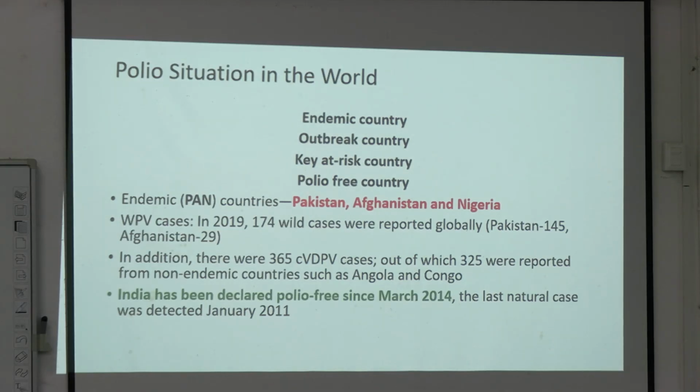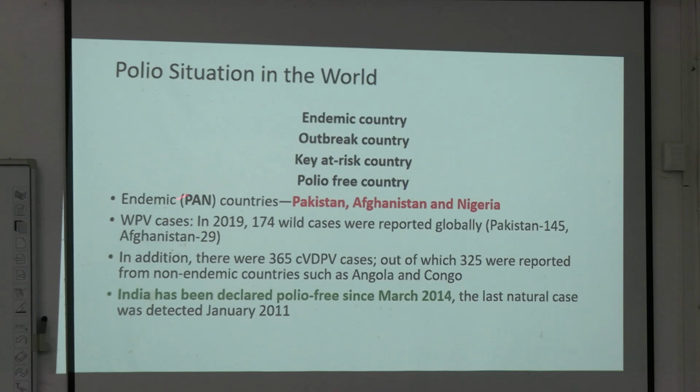So what is the situation in the world right now? We have classified countries into 4 categories. One is endemic country, where it is still ongoing. One is outbreak country, where you have outbreaks of VDPVs, mostly VDPV, as VAPP doesn't cause outbreaks. Then you have at-risk country, where there is a probability of it occurring. And then you have polio-free country.